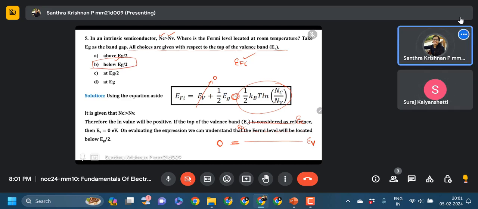I thought ln of 1 is 0. Yeah, but here it is only mentioned greater than. We don't know whether it is equal or not equal. If it is equal, then it is EG by 2.